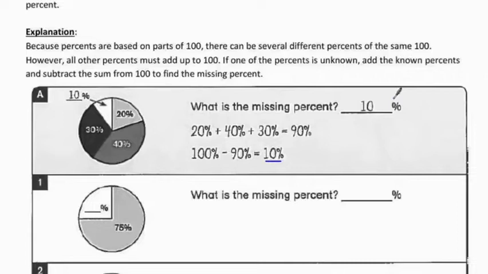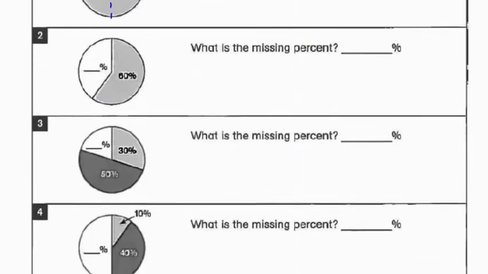So let's do number one together. What is the missing percent? If I know there's 75% total, 100 minus 75 equals 25%. So that's the answer that goes here. Many of you might be able to see that this is 3/4. If you take your pie and cut it into fourths, this is 3/4, so the last fourth is 25%. You may have that memorized. If not, you can just take the 75, subtract it from 100, and you're left with 25%.